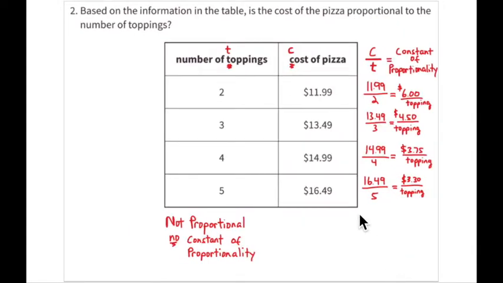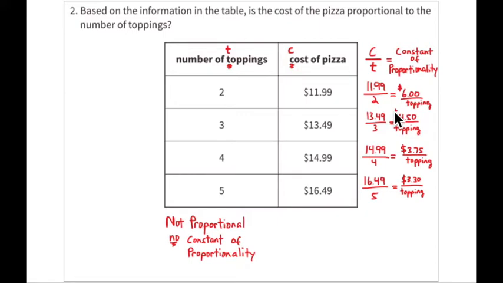On the other hand, the number of toppings on a pizza and the cost of the pizza is not a proportional relationship. So if you take the cost of the pizza and you divide it by the number of toppings, you get a value that is not a constant. So I should have put a question mark here. It's not a constant of proportionality.